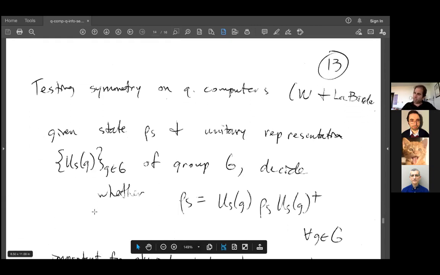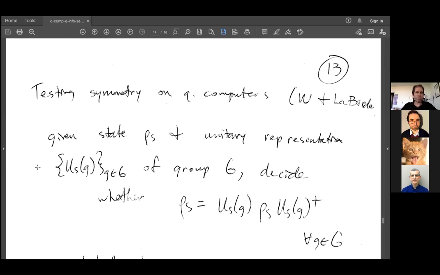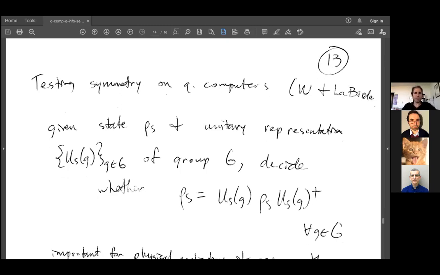All right, I am hitting time quite rapidly. I want to tell you about one more thing, and then I'm going to stop. And the next thing is going to be very similar to the previous thing, so I'm going to talk about it fast. This is a method for testing symmetry on quantum computers. And this is the other thing. This is actually the main theme of the paper with Marguerite.